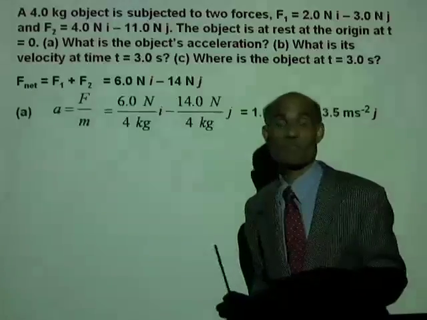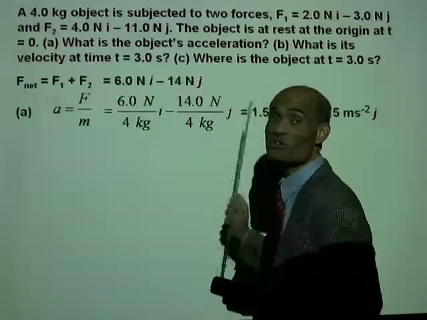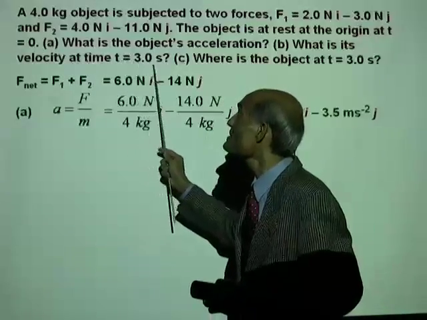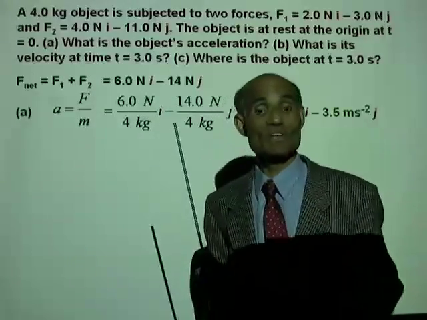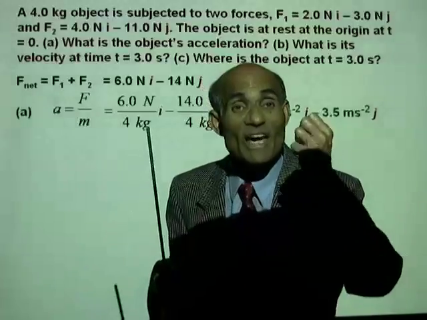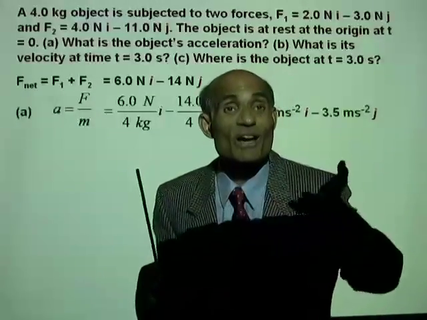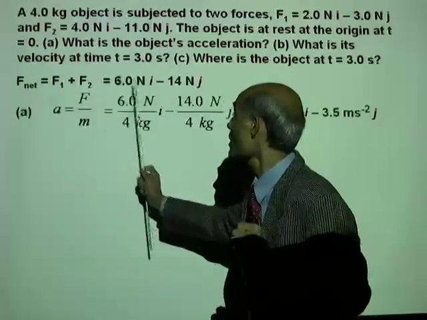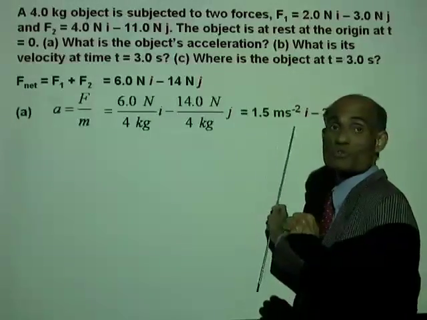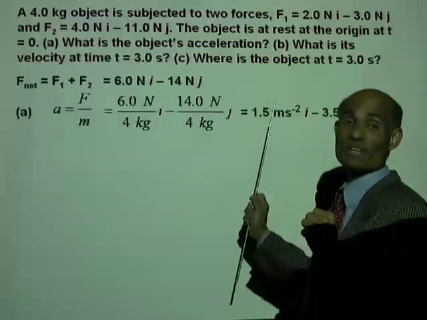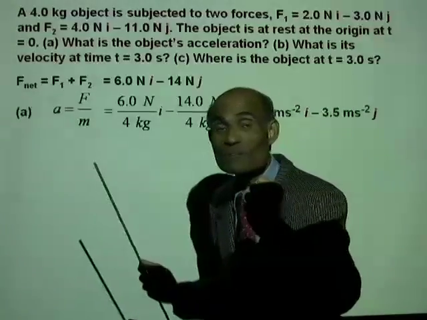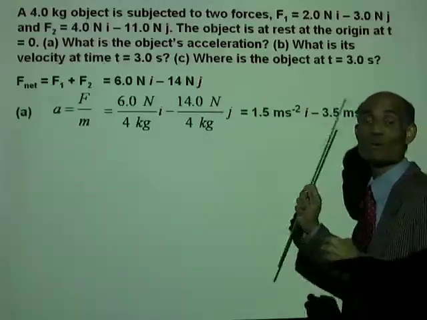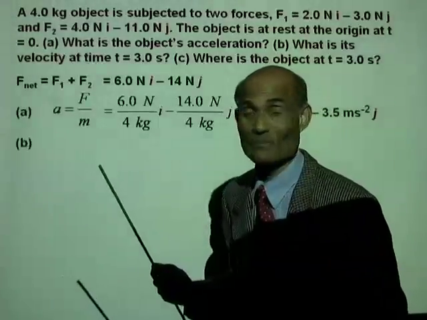y direction. That means if you now use this acceleration to calculate the velocity at t equal to 3 seconds, you need to calculate the x component of the velocity and the y component of the velocity. The x component of the velocity is produced by the x component of the acceleration, and the y component of the velocity is produced by the y component of the acceleration. Alright, let's do that.